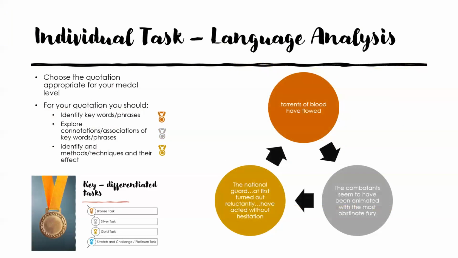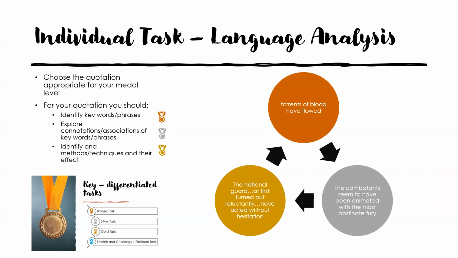Okay, so this task is going to very much focus on what I've just been doing. What I would like you to do is choose the quotation appropriate for your medal level to start with. You can work your way through if you feel like you need a bit more practice or you want a bit more prep for the final task. So the bronze quotation is "torrents of blood have flowed," which I've just talked about. So that should make that slightly easier. "The combatants seem to have been animated with the most obstinate fury" is silver. And gold, "the National Guard, at first turned out reluctantly, have acted without hesitation." I thought that was a more complex quotation to pick apart, which is why I selected it as the gold option. Now, there are also 3 medal tasks to complete in relation to each quotation.